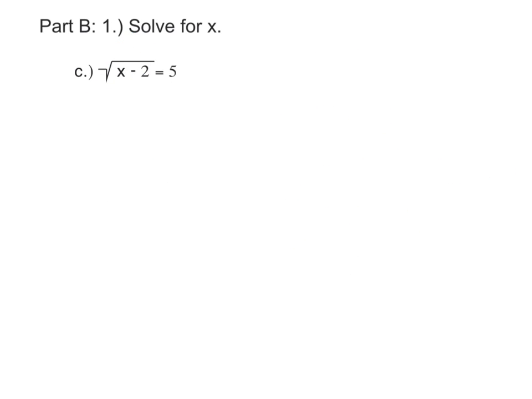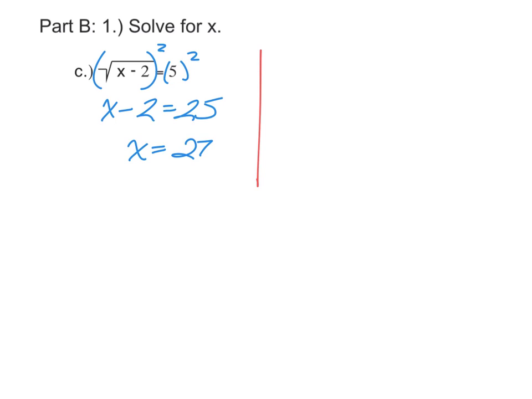With the square root of x minus 2 is equal to 5. Again, we have the square root alone, so we'll square both sides. Leaves us with x minus 2 is equal to 25. Add 2 to both sides, and x is equal to 27. Of course, check your answer.